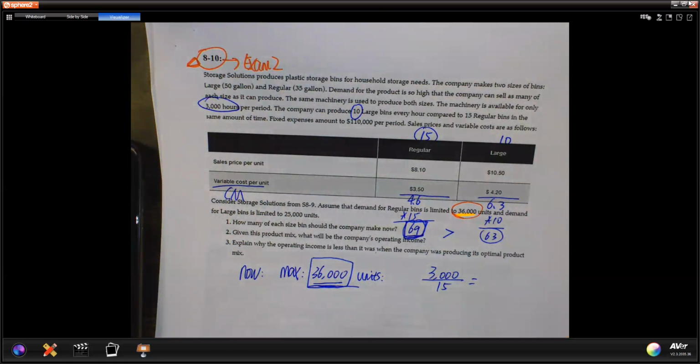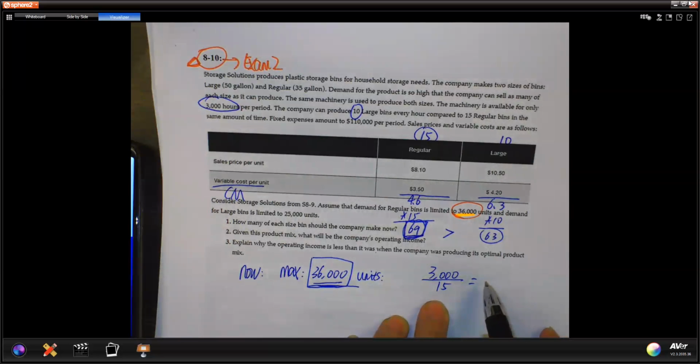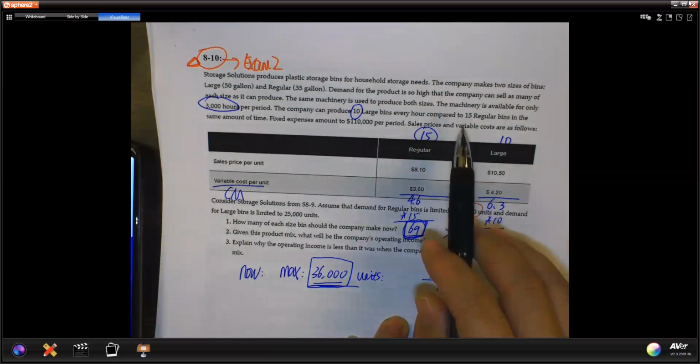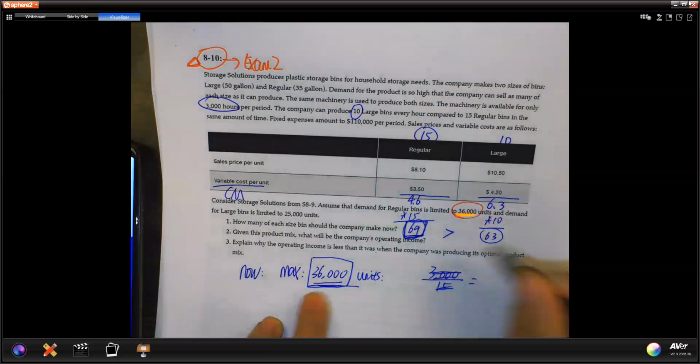Let's see, sorry about that. I think it's 2,000, but I just need to double check. There's 3,000 divided by 15. Oh, hold on. Give me 1 second. What am I doing? Okay. Oh, sorry. Here it is. Sorry. Okay.